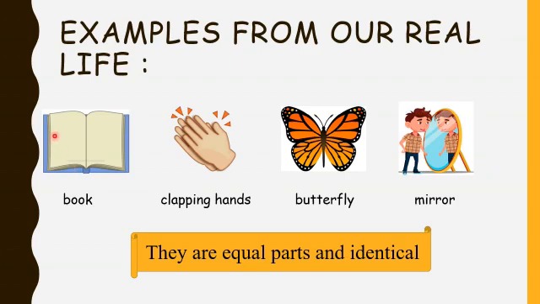Look at the book. This part is equal and identical, means similar to this part. And my hands, if I am clapping, this hand is similar to this hand. As for the butterfly, this part is exactly equal to this part and similar to it in shape, in colors. And if I stand in front of a mirror, I can see my body exactly the same. So this part is identical, means similar to this part.